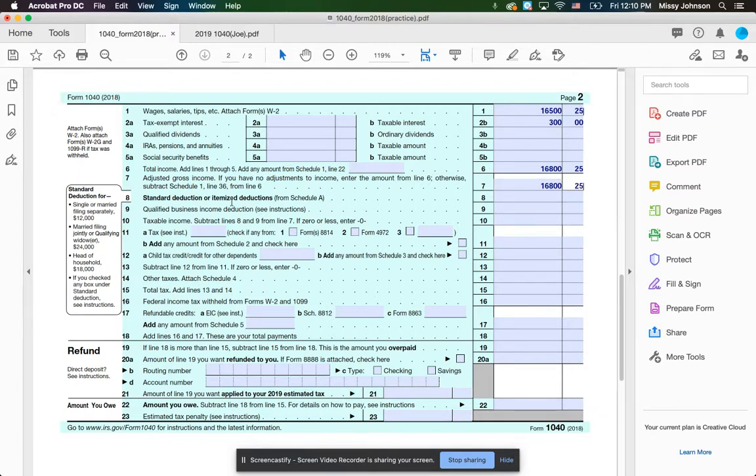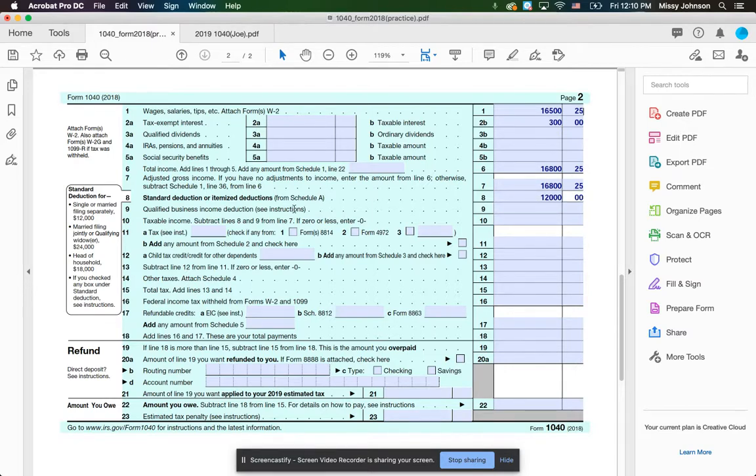Line 8 says standard deduction or itemized. So your standard deduction comes over here, and if we're going to go with the single, it is $12,000. Itemized, if you cannot prove that you spent more than $12,000 on the specific types of deductions that you can claim, then always use your standard, which in our case, we will go with 12,000.